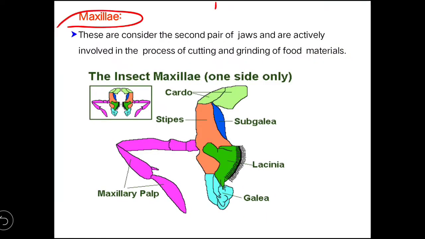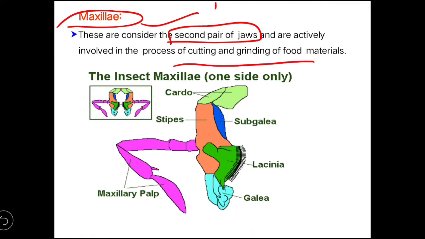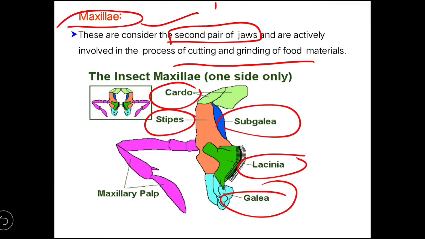Next is the maxilla. These are considered the second pair of jaws. Already I have told you the first pair of jaws is the mandible, the second pair of jaws is the maxilla, and it is actively involved in the process of cutting and grinding the food material. So the mandibles do the biting process, and the maxillae do the cutting and grinding of food material. You can see this is the structure. The maxilla consists of cardo, stipes, then subgalea, then lacinia, then galea, then maxillary palp. These we'll discuss one by one.